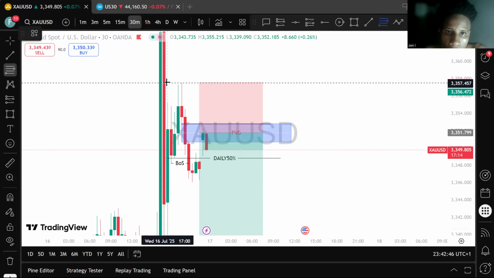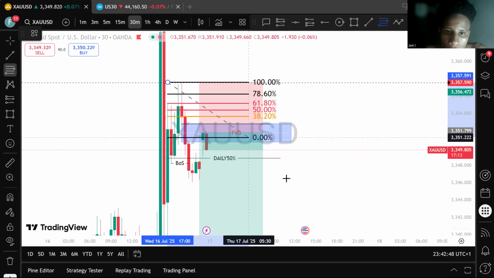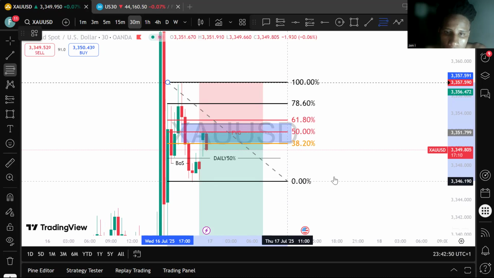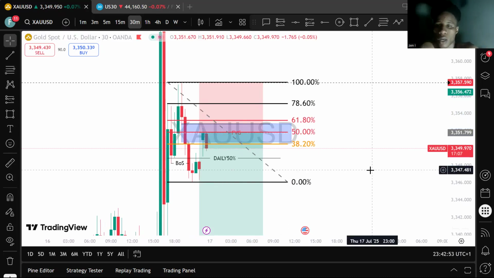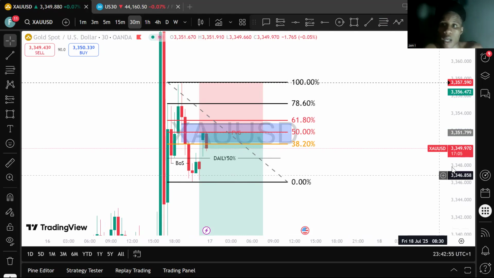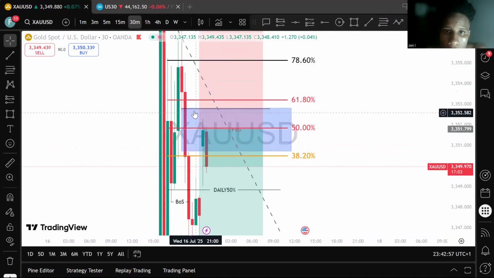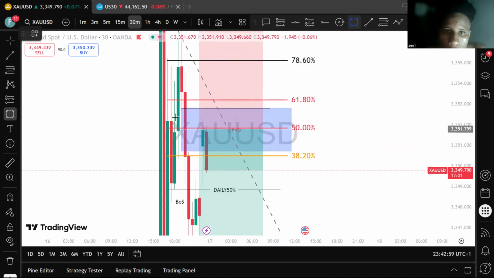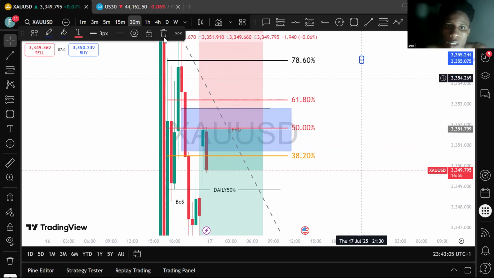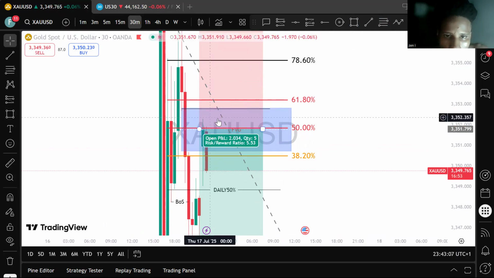There was a point in my earlier trading days where I used to take my trades from in between 50 to 61.8%, the zone in between 50 to 61.8%. That's why I always liked to take my trade from there back in the day. So see, price came here and I'm like, okay, it's something I can work with.